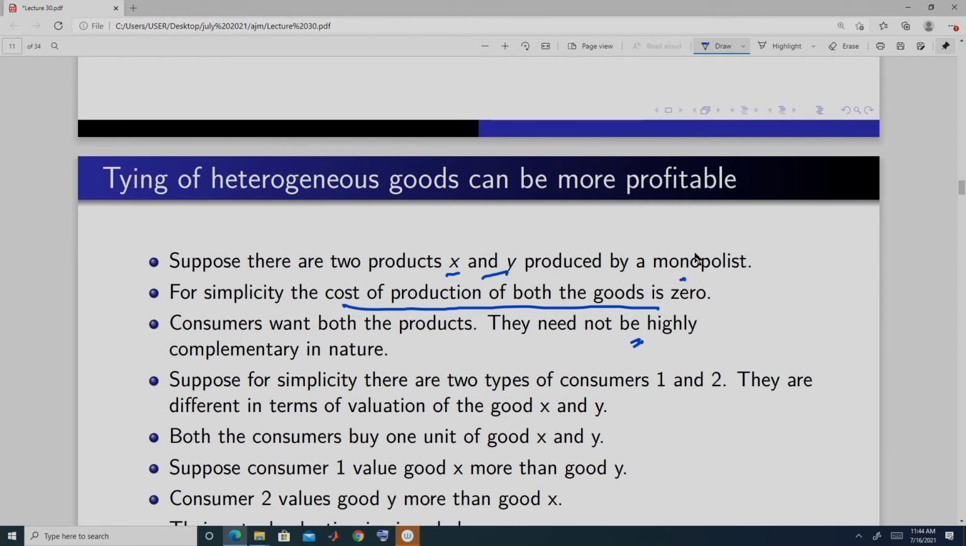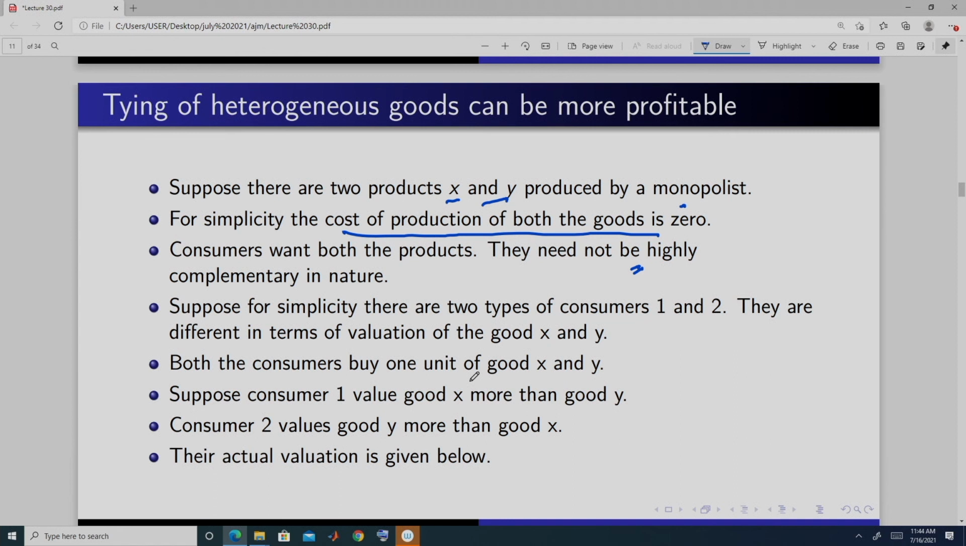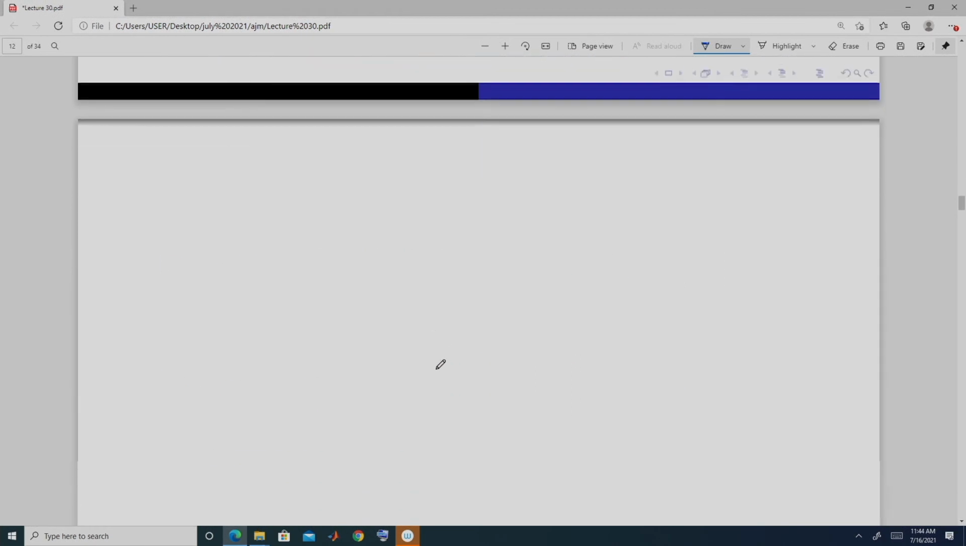So, we assume that both products are required by the consumer, but they are not highly complementary in nature. For simplicity, suppose there are two types of consumers, differentiated based on their valuation for these products. Suppose consumer 1 values good X more than good Y and consumer 2 values good Y more than good X. Okay? And their actual valuation is given like this.